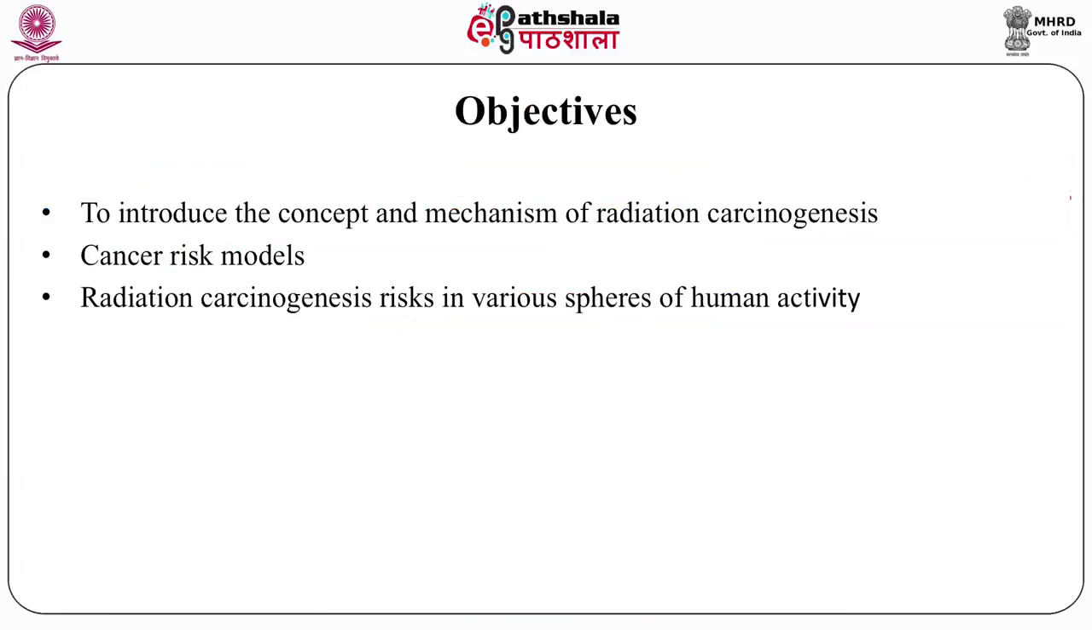So the objectives once again: to introduce the concept and mechanism of radiation carcinogenesis, we would be learning about various cancer risk models, and especially we will be focusing on radiation induced cancer risk models. Third, we will be discussing radiation carcinogenesis risk in various spheres of human activity. As I told you in the introduction, radiation is used in a wide variety of activities in human life.